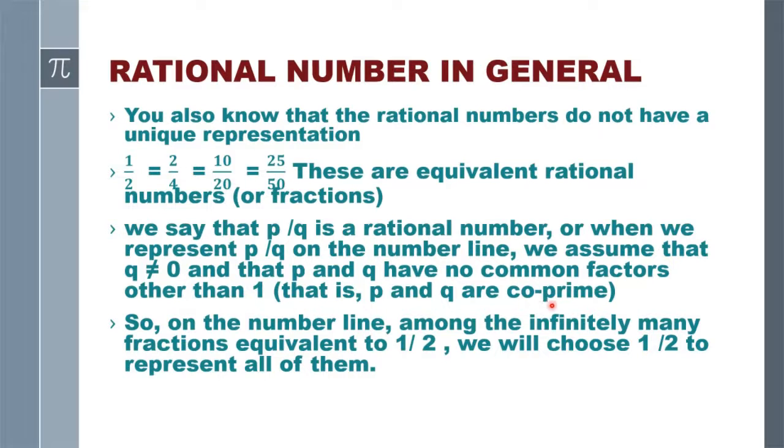Co-prime means they do not have any other common factor, or in simple language, it is in its standard form. So on a number line, among the infinitely many fractions equivalent to half, we will choose only half. From all these fractions, we choose only half to represent this rational number on the number line. So this is the general meaning of rational numbers.